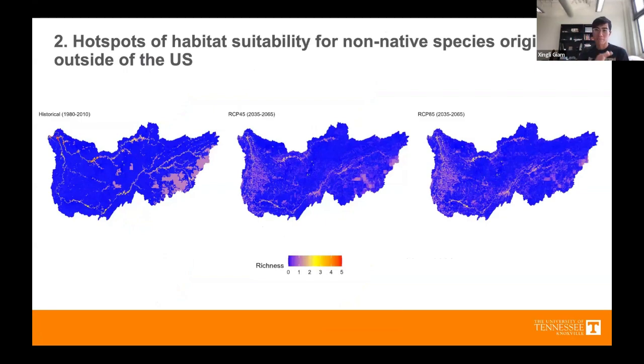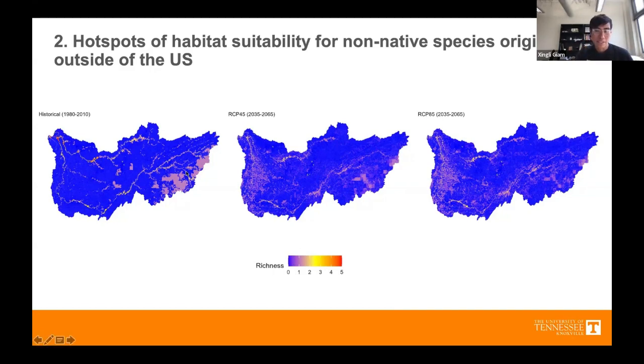So this is a map where we stack together seven exotic species, meaning species that are not native and originate from outside the US. We're talking about the Asian carps, brown trout, and things like that. We can identify areas that are future hotspots for these non-native species. As you can see, places upstream of the main stem seem to be increasing in suitability when we compare the historical to the future scenarios. Those are the areas where the warm water species are probably going to invade.